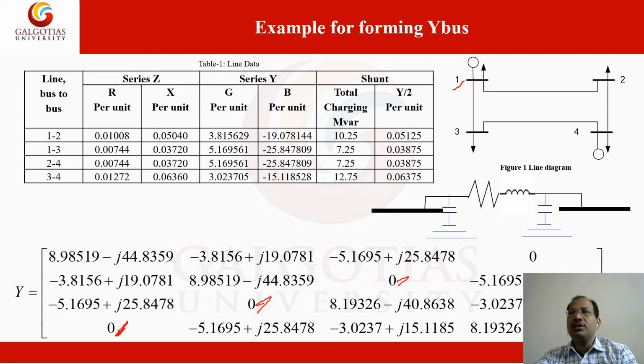And for the off-diagonal transmission admittance values, we are simply putting their series values multiplied by -1. So here you can see these are the series values. So this one is the Y bus of a 4 bus system.